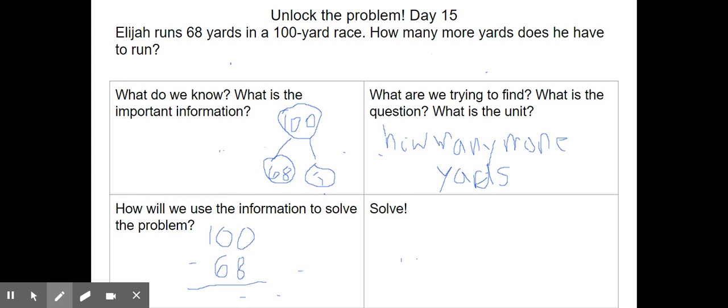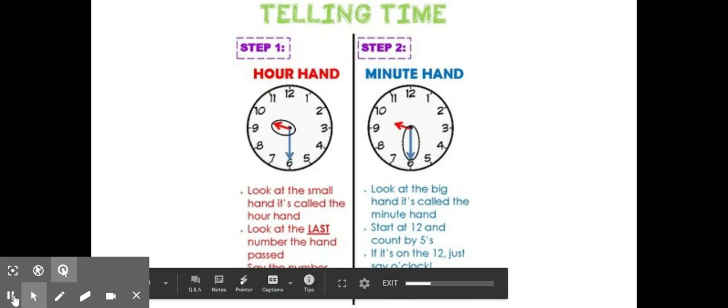Finish solving the problem and send a picture of your work to your teacher. Make sure that you write your answer in a full second grade sentence, starting with a capital letter, ending with punctuation, and including the unit yards. Now for the rest of the lesson, we are going to focus on telling time, like you have been practicing in your packet.